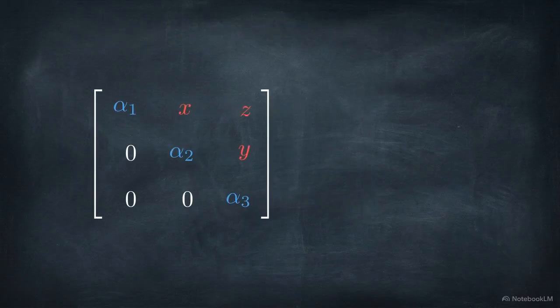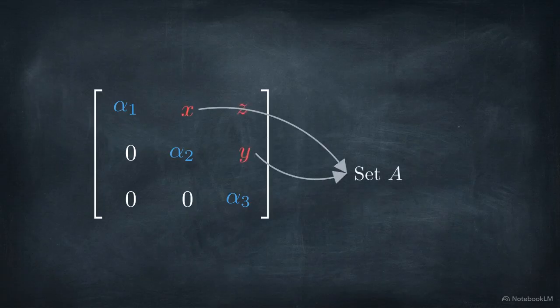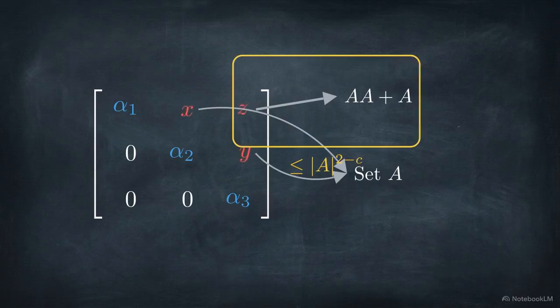If we map these entries to their arithmetic source, the simple roots x and y come from the set A, but the top cell entry z is the result of their interaction, belonging to the set AA plus A. Here, we apply the Minkowski polynomial bound. This strictly contains the quadratic set to the size of A to the power of 2 minus c.